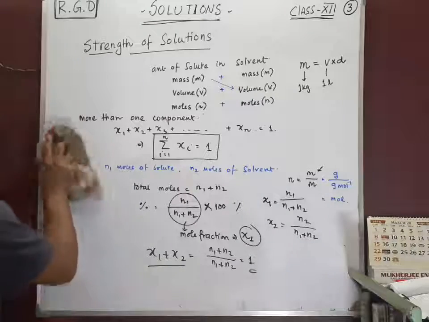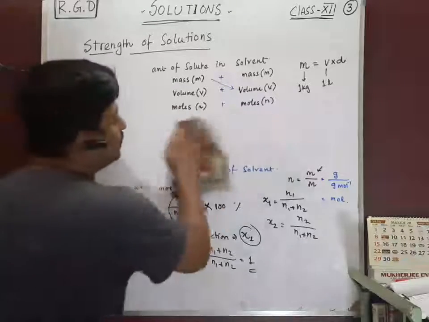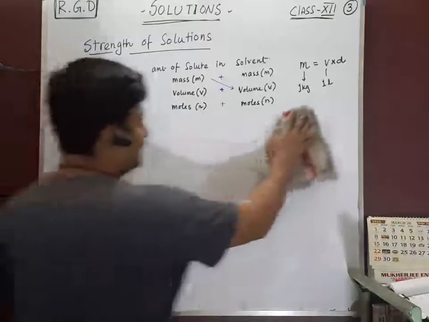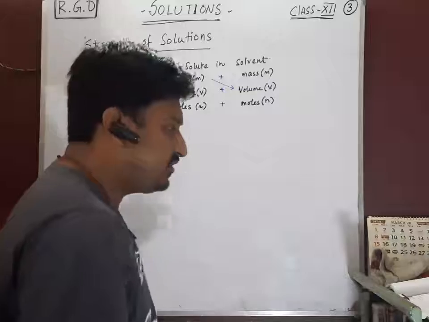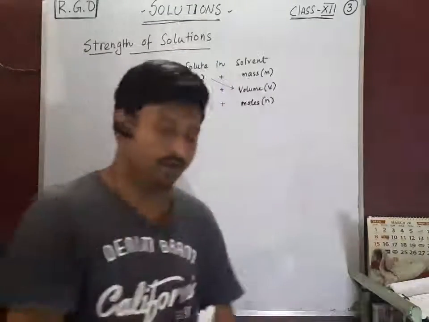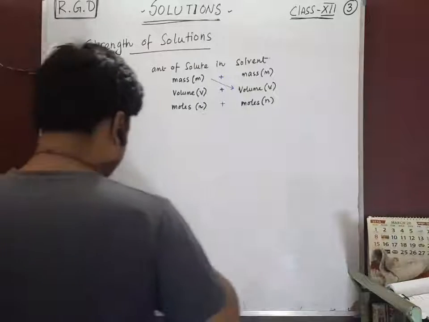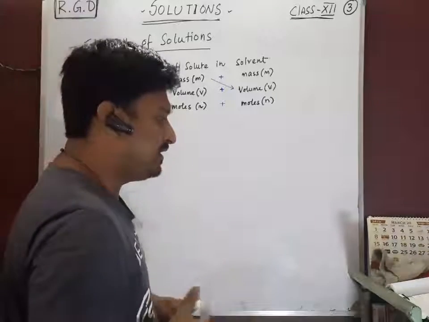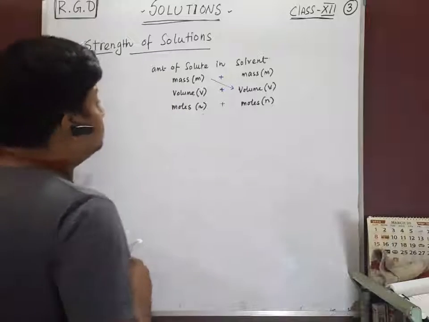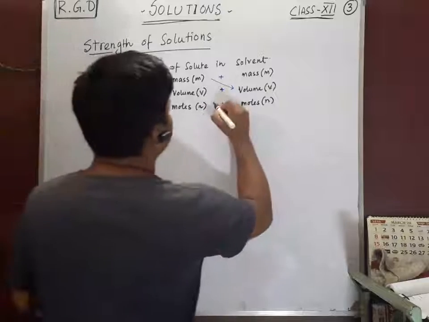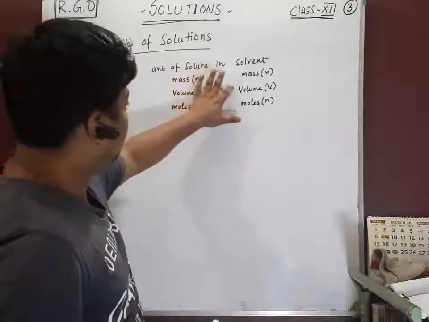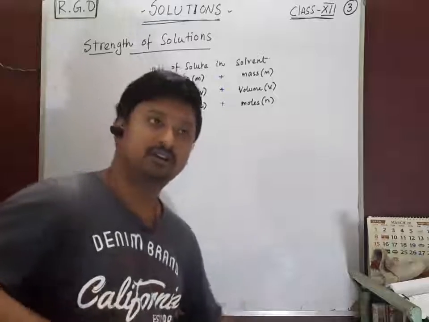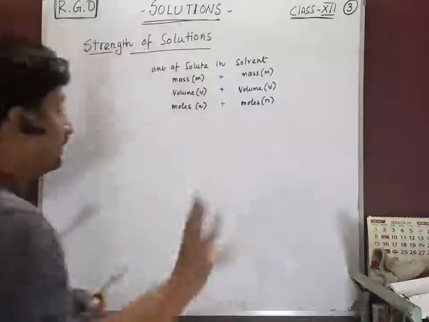Now these moles, volumes, masses are the key components of determining a concentration, or I would say strength is the correct word. If you catch this combination, you will never forget molarity, normality and molality. Listen very carefully.